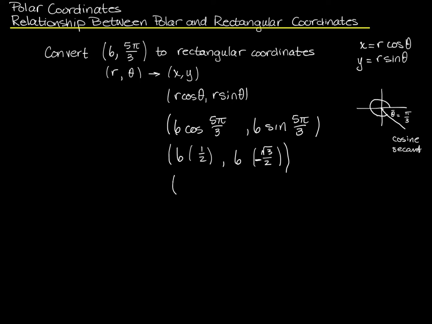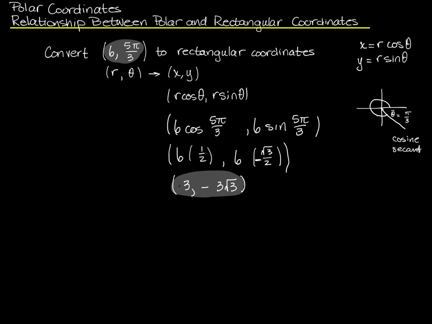So my coordinates are 6 times a half, which is 3, and negative 6 times root 3 over 2, which is negative 3 times the square root of 3. So what I had in polar coordinates, I now have in rectangular coordinates. That's all there is to it.